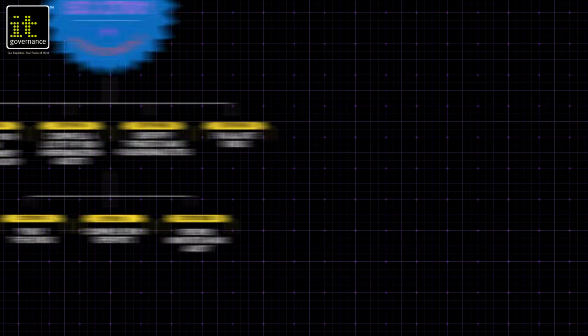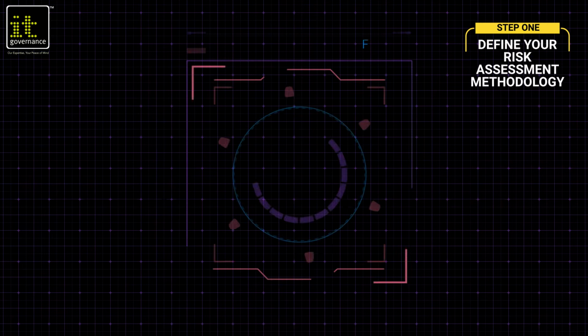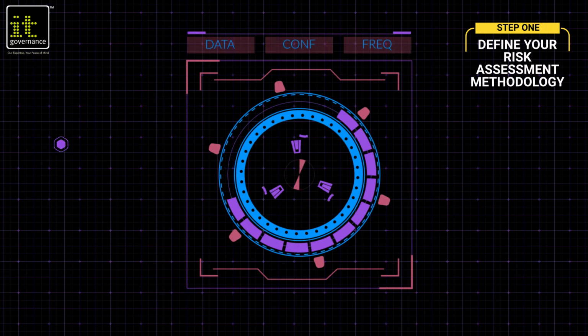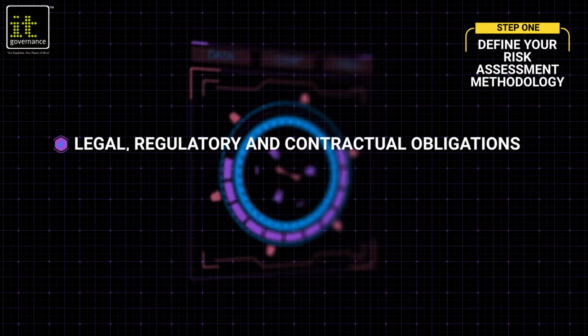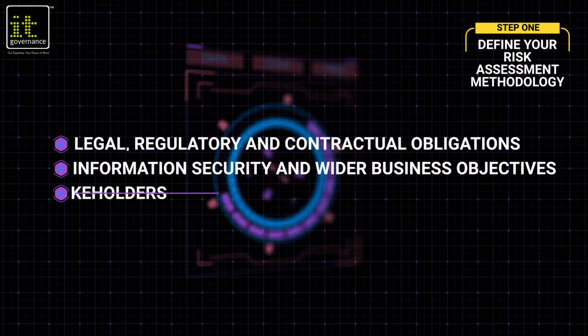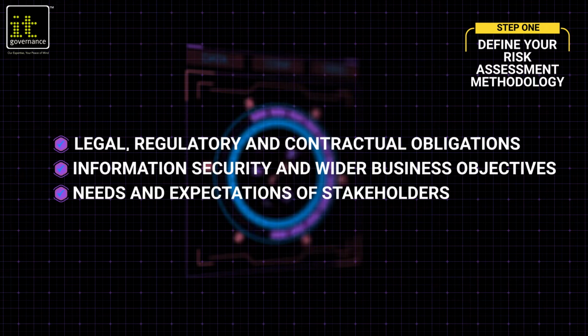Step 1. Define your risk assessment methodology. First, you should look at the context of your organization. This consists of your legal, regulatory and contractual obligations, your objectives concerning information security in the wider business, and the needs and expectations of its stakeholders.